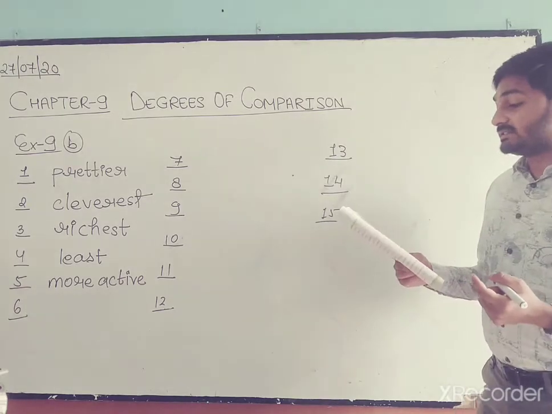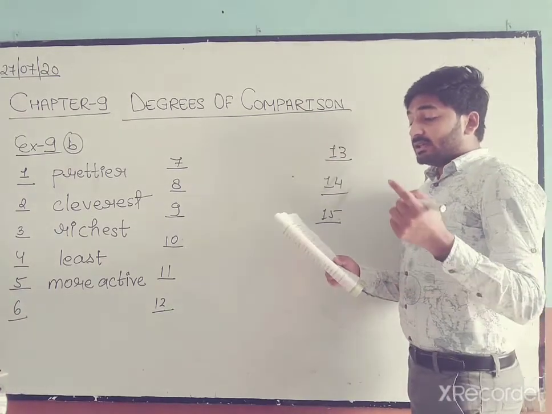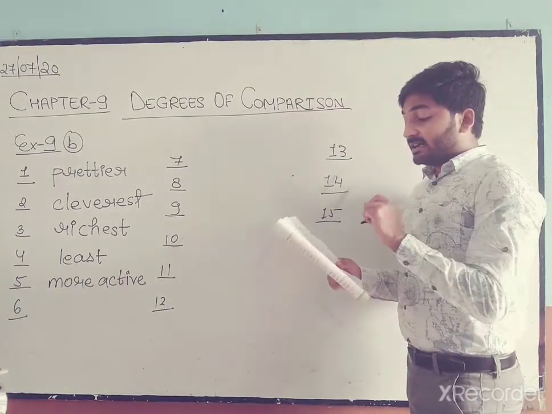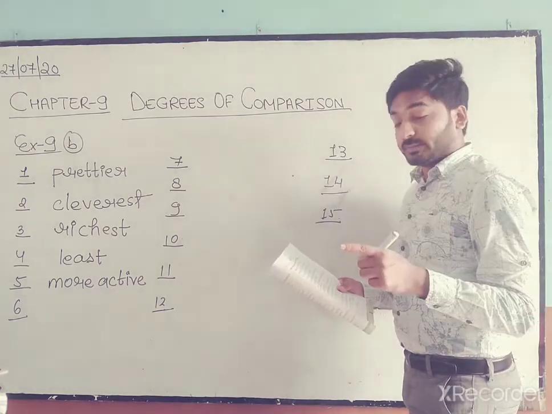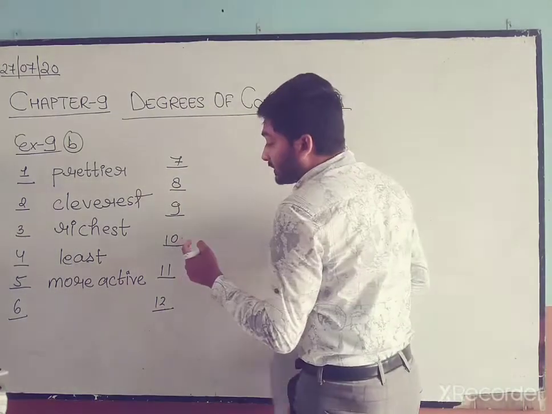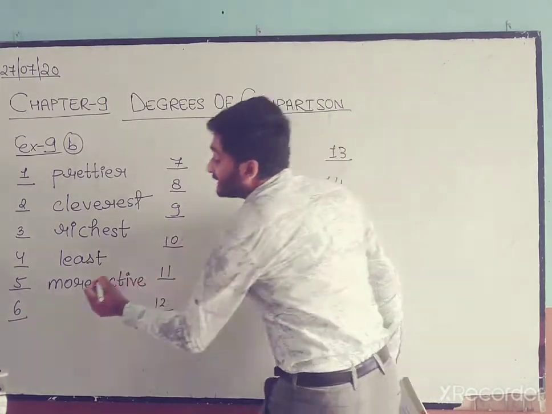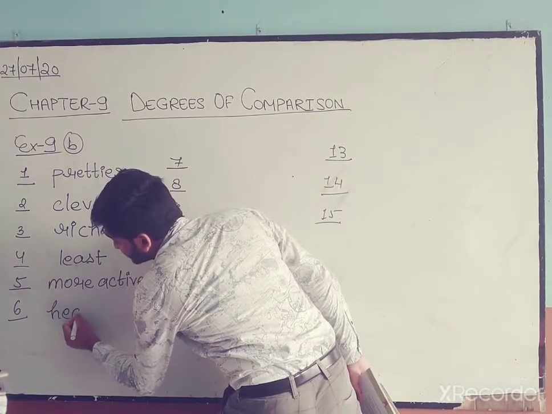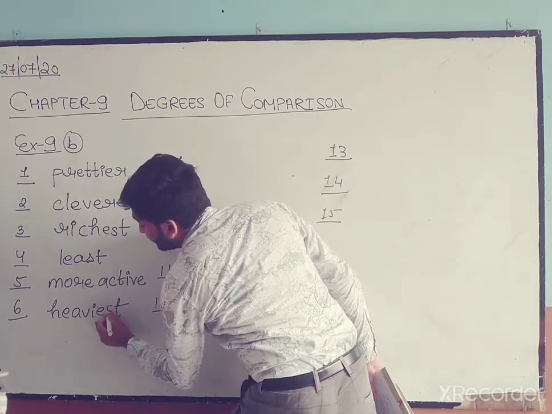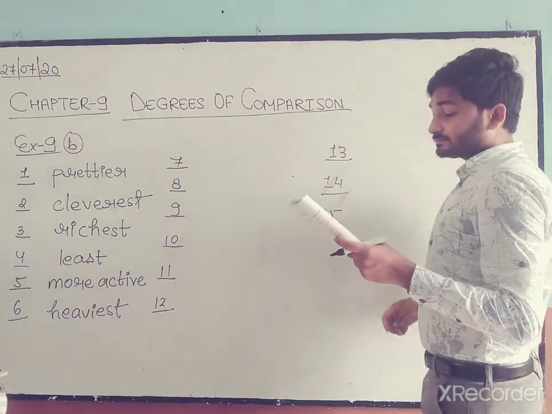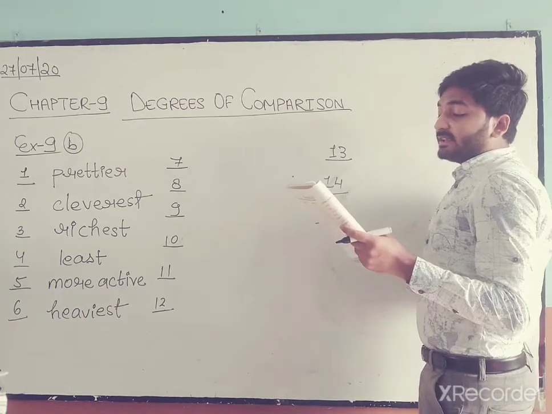Now come to number 6. This box is the dash. Now before the blank there is the. That means superlative degree. What will it be? Heavy. One syllable is there, so it will be heaviest. Heaviest.